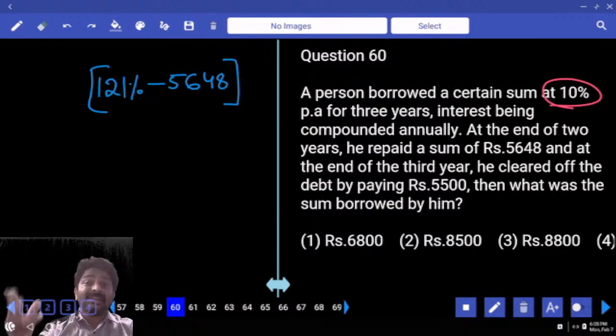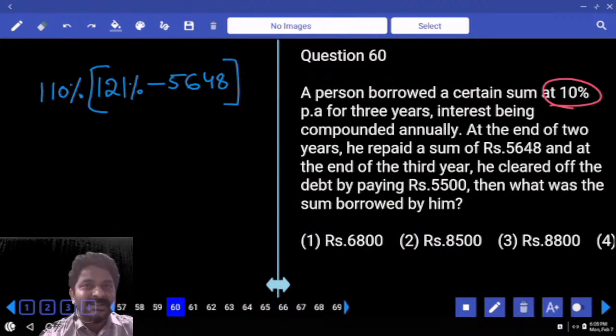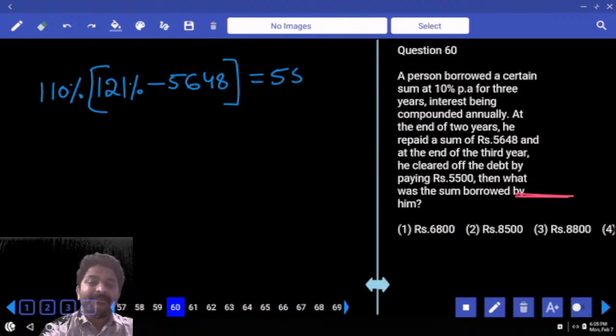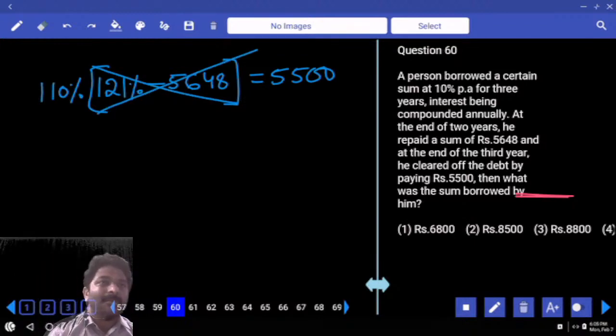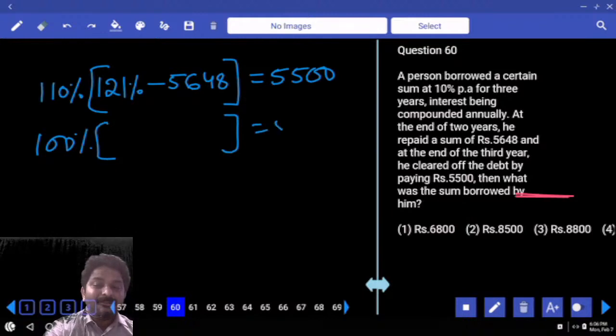Right. And what is the rate of interest? 10%. Now after 3 years, is he paying only interest or is he clearing off everything? Everything he is paying, right? If you are asked to calculate only interest, you will just calculate 10% of this money. But he is clearing off everything, that means he is paying 110%, which is equal to 5500. Forget about this number for some time. 110% is equal to 5500, right? Then 100% must be equal to 5000 only.